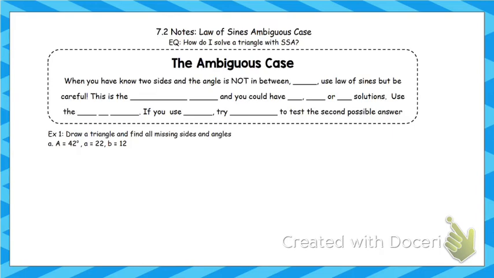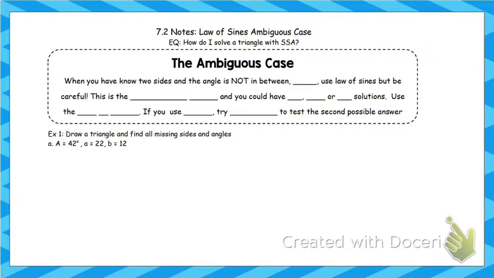Hi guys. So today we're going to look at the last possible triangle setup, and that is something called the ambiguous case. The reason we call it the ambiguous case is because we have a couple different possibilities of what can happen. It's a little bit unclear. So this is the case we just really have to use some caution with. We need to be looking out for it.